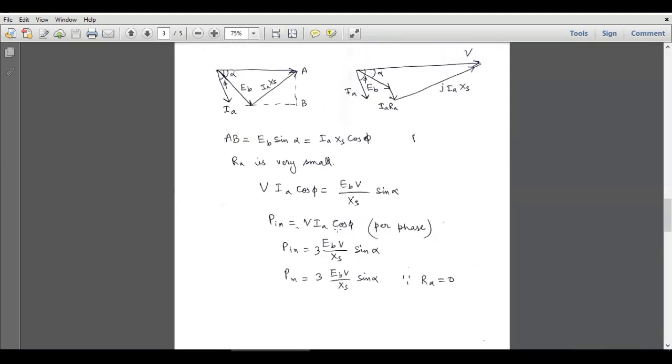So that is all about our today's discussion on synchronous motors. I hope you have understood the basic principle and basic phasor diagrams of synchronous motors.